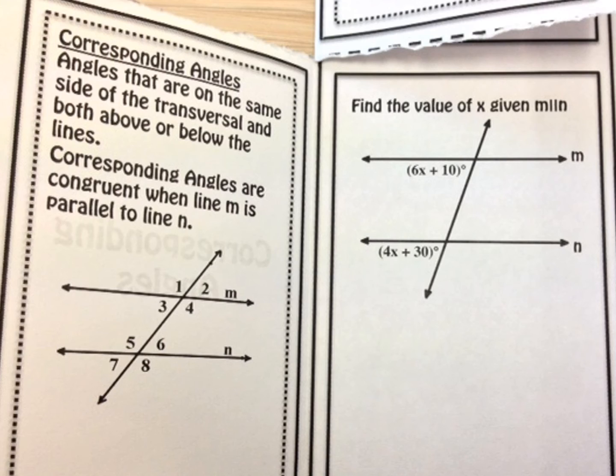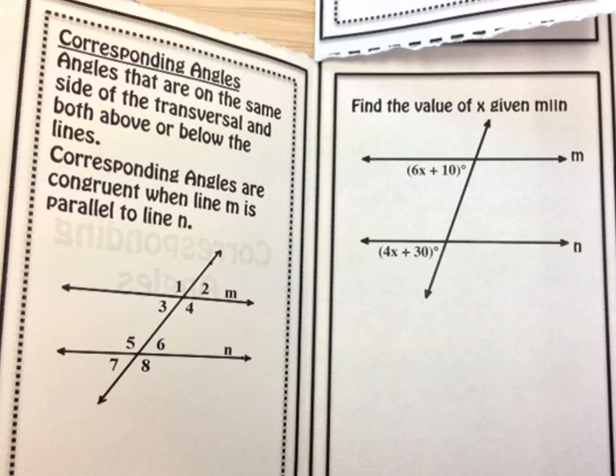Corresponding angles then, now moving to the bottom left-hand corner of your foldable, are angles that are on the same side of the transversal and both above or both below the parallel lines. So corresponding angles are congruent when line M is parallel to line N. You're starting to see a pattern that all of these angles are congruent. So how do you think we're going to set up our equation? We're going to put them equal to each other.